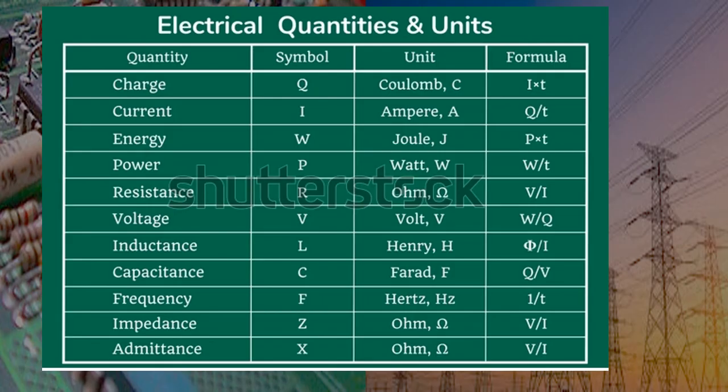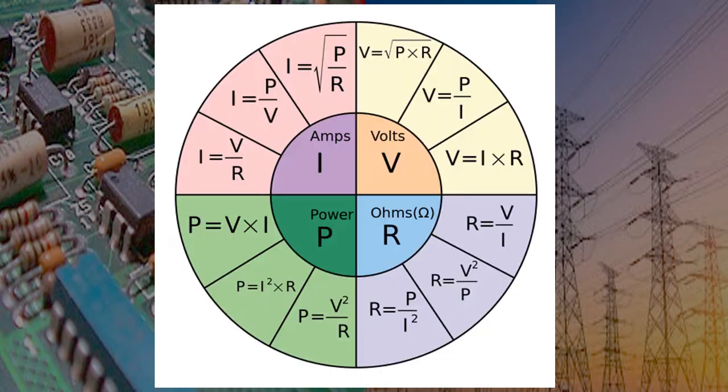We also have admittance. Admittance is also one of the electrical quantities. We also have conductance, which is the inverse of resistance. This is the Ohm's law, but then we also include it in this circle here.